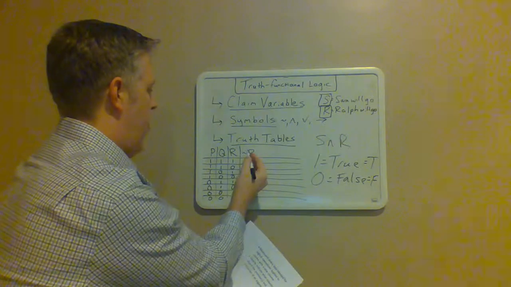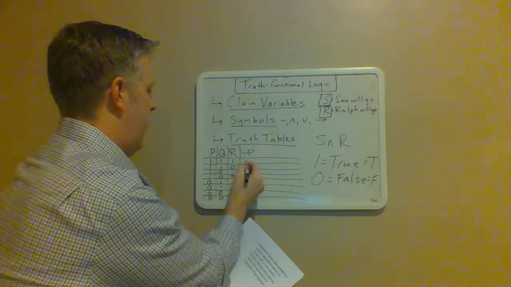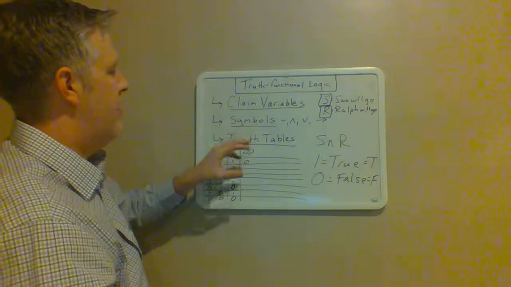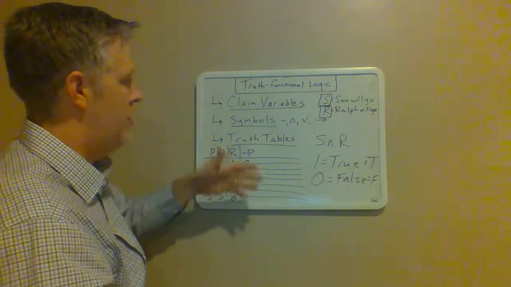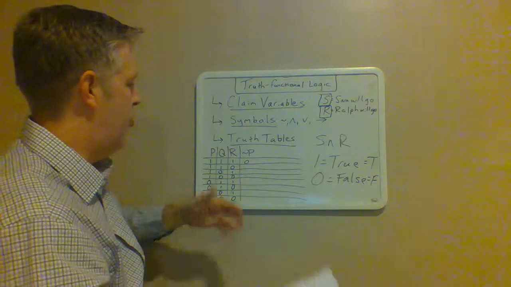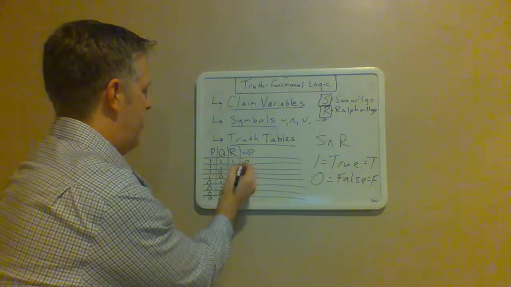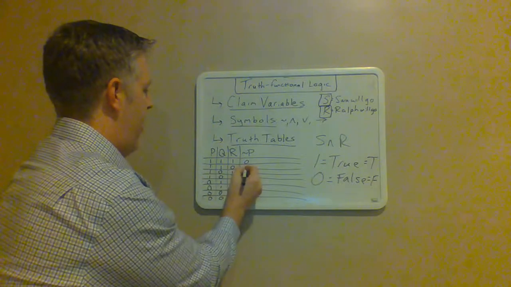So, Paul doesn't go. Just real quick, I'll fill this in. We'll talk about the basic operational symbols in the next video, where I'll go through negation, conjunction, etc. in much more detail. But as we'll see there, it's just going to be the opposite of whatever the P value is.